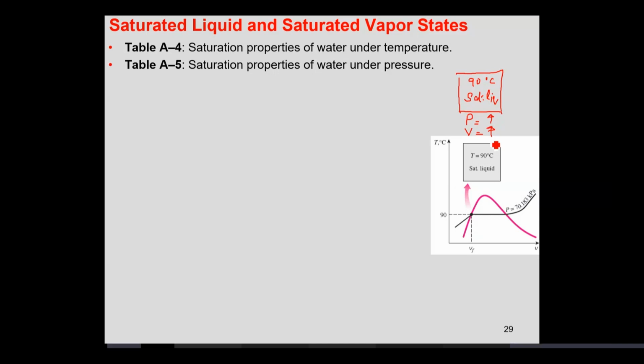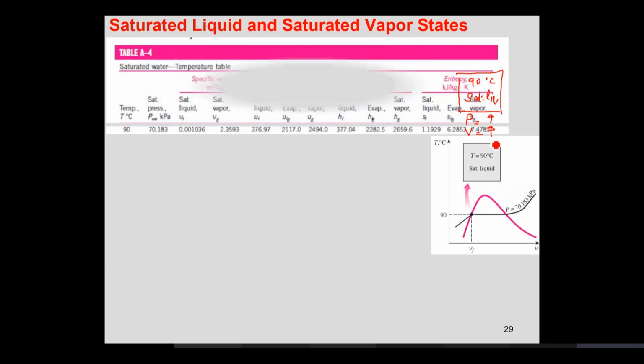A4. So temperature. I'll go to table A4 and find the temperature where it says 90 degrees centigrade. The saturation pressure corresponding to 90 degrees centigrade would be 70.183. This would be the pressure of this line and also the pressure of my system. The system would be at a pressure of 70.183 kilopascal.